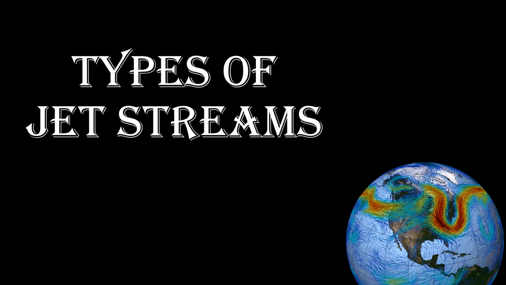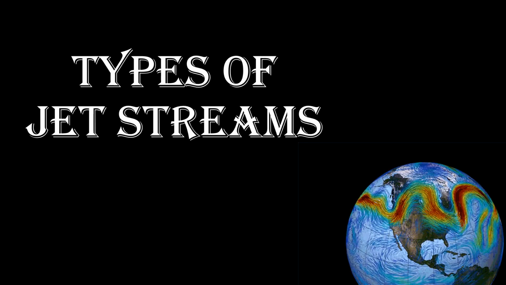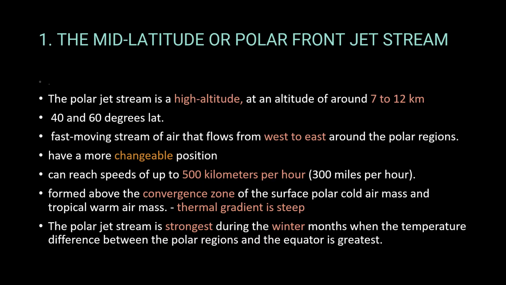Hello guys, here we are going to discuss the types of jet streams. First of all, the mid-latitude or polar front jet streams. Actually, the mid-latitude or polar front jet streams are high latitude jet streams. They are located at an altitude of around 7 to 12 kilometers.